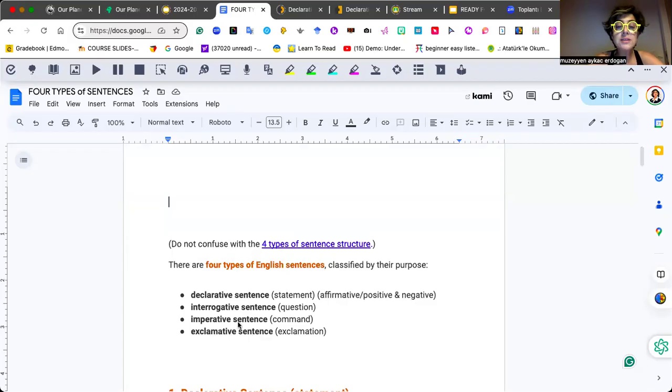So these are again four types. Declarative sentence type. We can also call this sentence type statement sentence type. They are divided into two groups as positive and negative sentences. And then we have interrogative sentence type. This is also question sentences. And we have imperative sentence type, and this is also called command sentence type. And finally we have the exclamative sentence types.